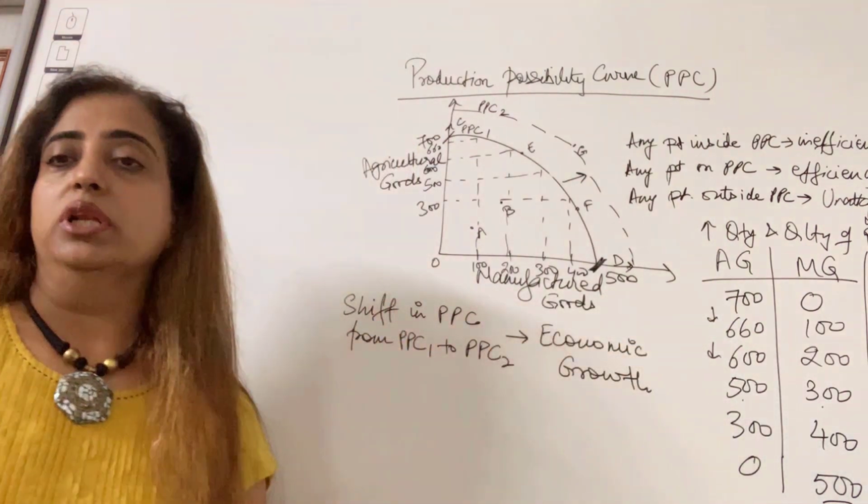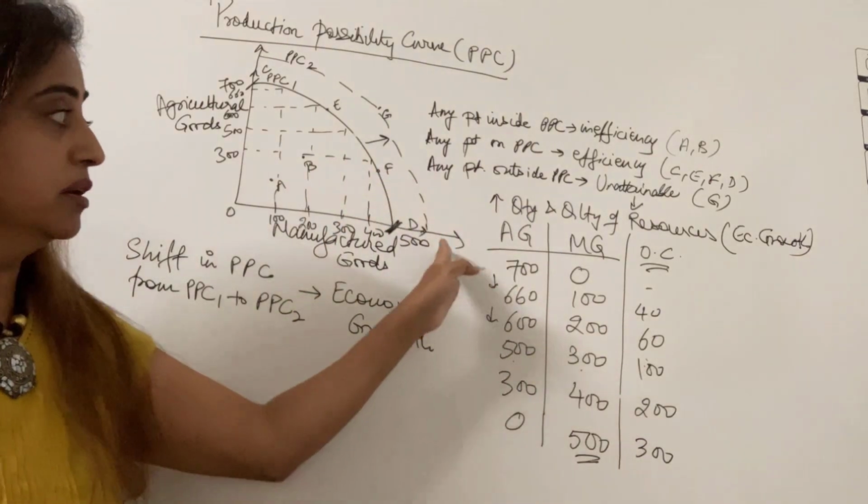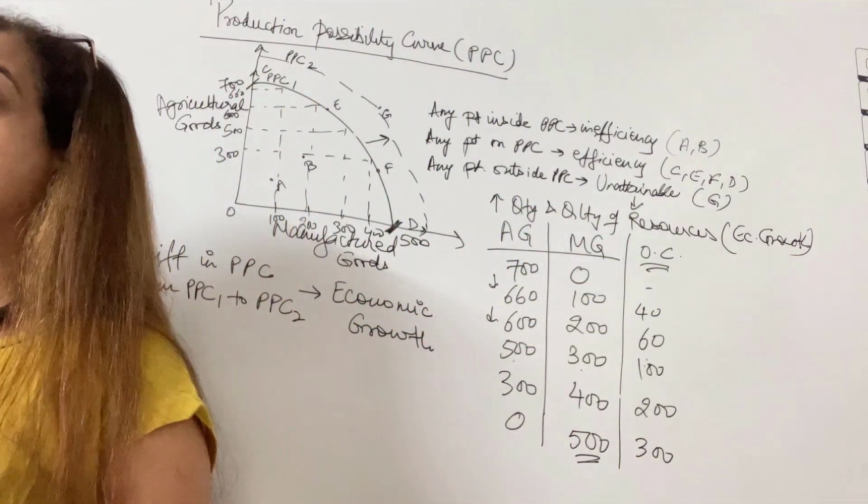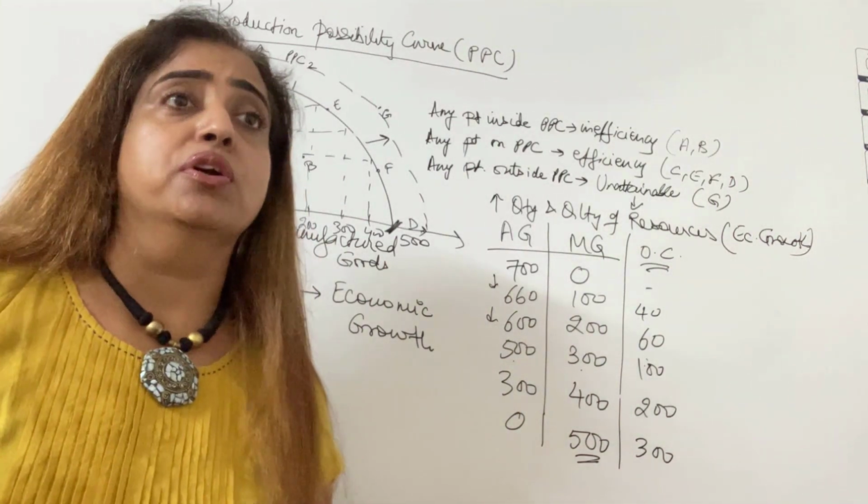Now, how will it occur? This can occur by increasing the quantity and quality of resources. That means you increase the quantity of land. Can you increase the quantity of land?